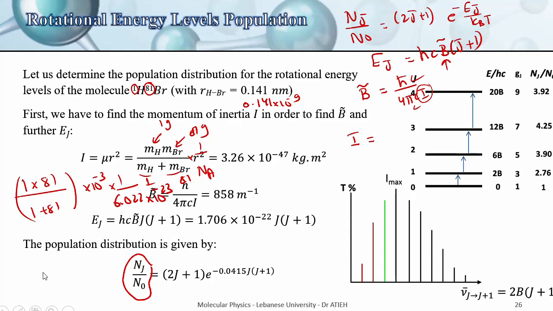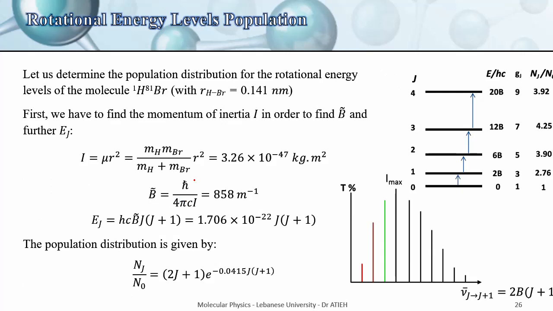Now we have calculated I, we have to calculate B bar or B. So B is equal to h bar over 4 pi ci. So h bar is Planck's constant over 2 pi, it's h over 2 pi. h is usually given in the exercises, it's a given constant. c is the speed of light, it's also a constant, and I is already found. Substitute, you will get 858 meter minus 1. If everything is substituted in SI unit, we will get B in meter minus 1.